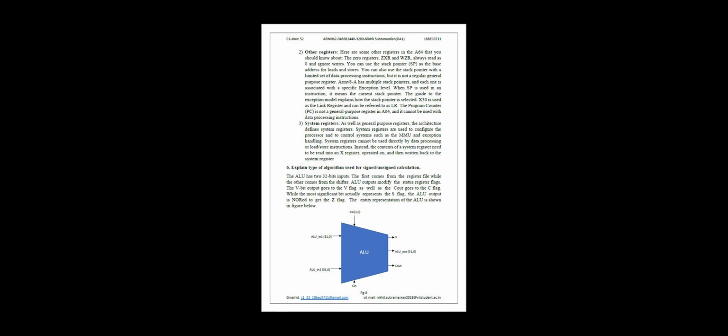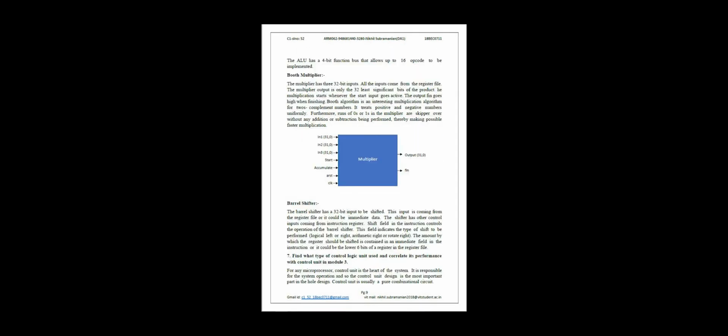This ALU has a 4-bit function bus, which is Fin, given in the diagram, allows up to 16 opcodes to be implemented. The first kind of multiplier used in this is the Booth multiplier.